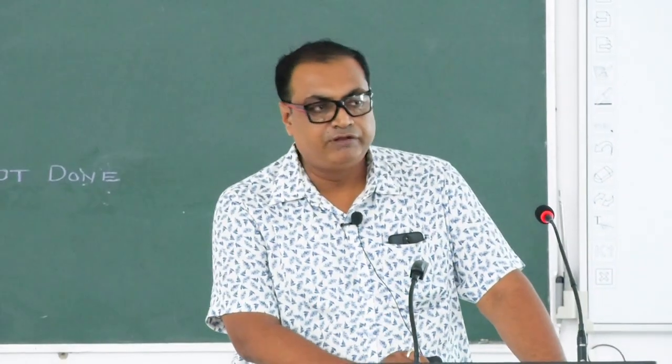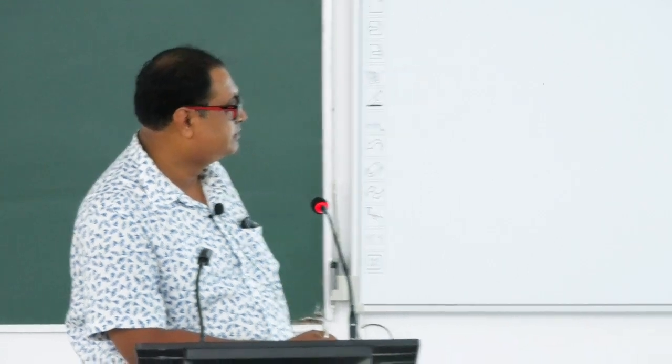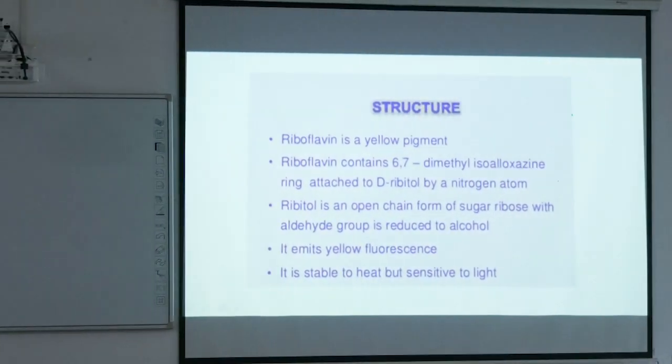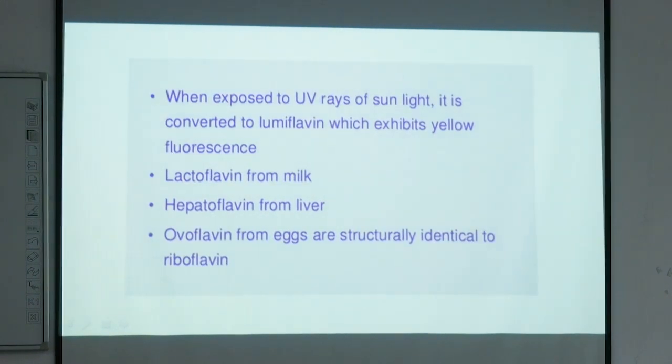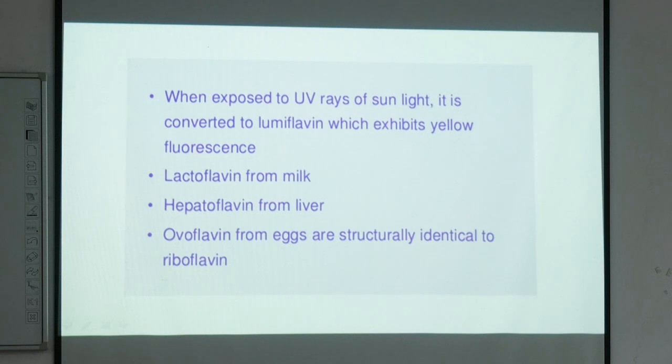Chemical name: riboflavin. They belong to a group of compounds called flavonoids. They are sensitive to light. They emit yellow fluorescence. There are different types of flavin. Flavin isolated from milk is called lactoflavin. From liver, hepatoflavin. From egg yolk, ovoflavin.